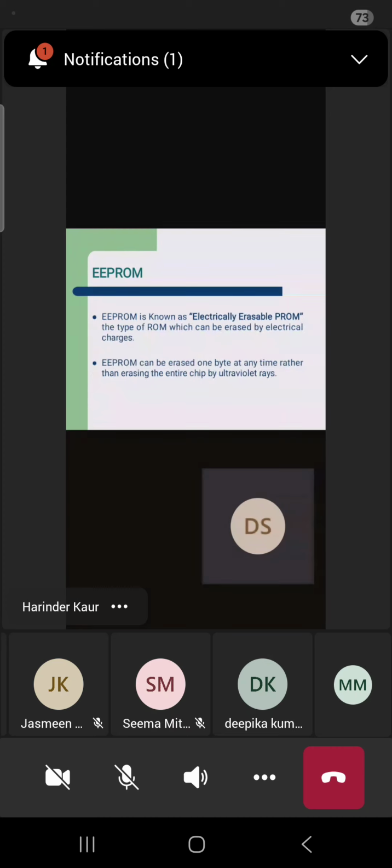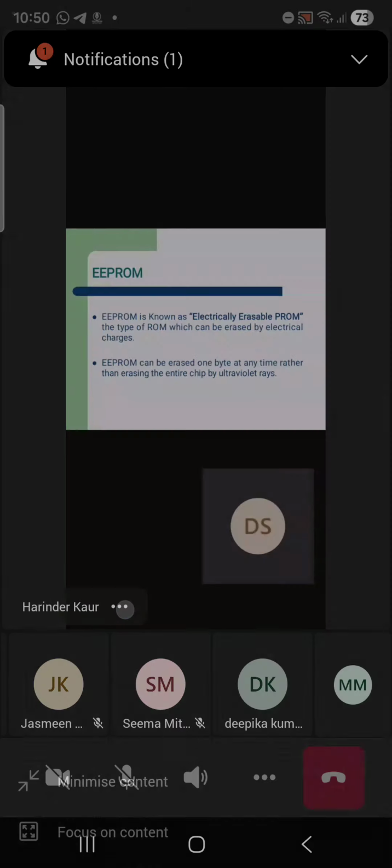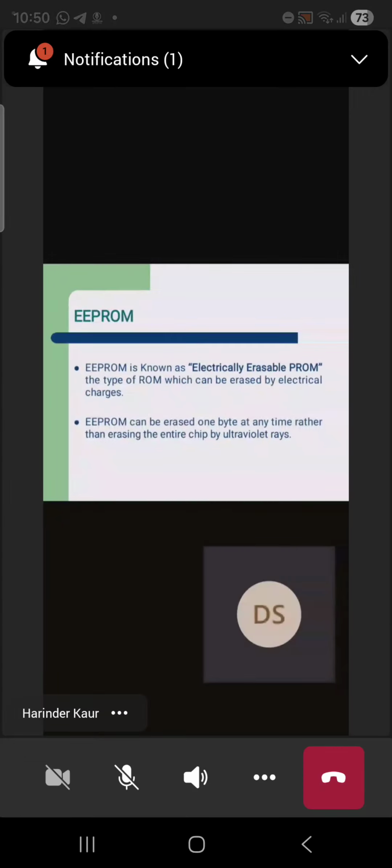So next is double EPROM, that is electrically erasable ROM, the type of ROM which can be erased by electrical charges. So here, whenever we want to erase anything, even one byte at any time, then we have to erase the entire chip by the ultraviolet rays.